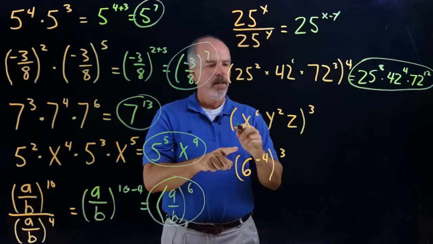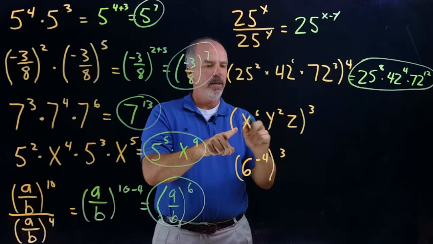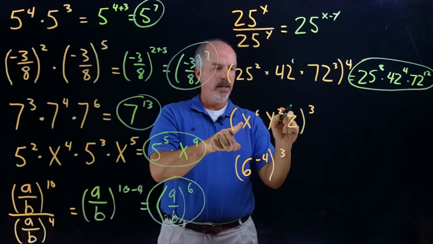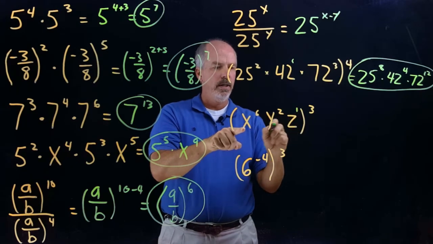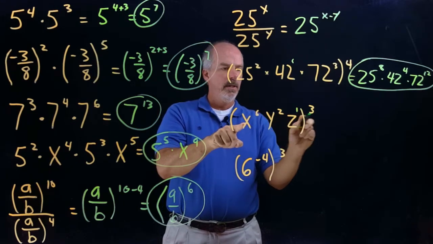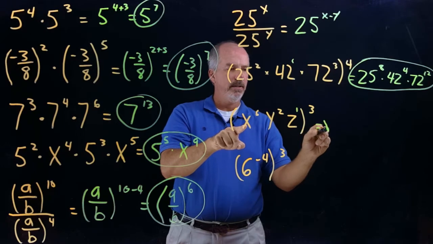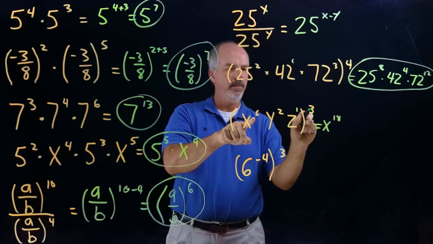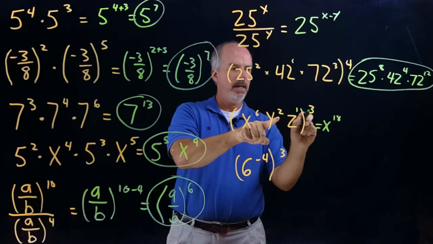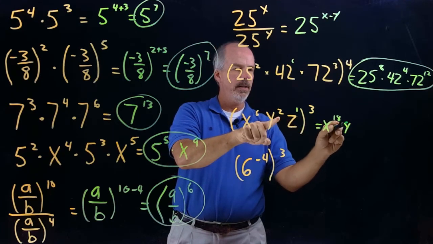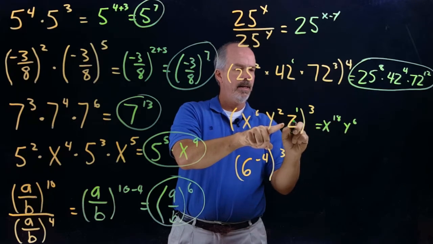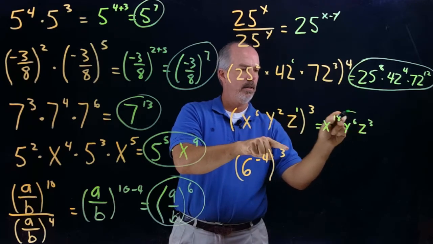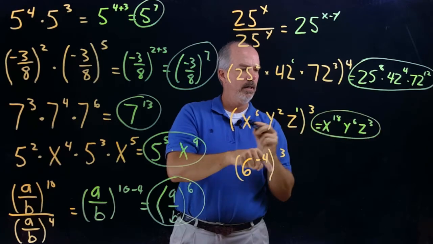Okay? Here again we have power to a power. We have 3 factors. We have x to the 6, y to the 2, z, which we would consider to be z to the 1. So x to the 6 times 3 is going to equal x to the 18th, because we're multiplying 6 times 3. y to the 2 times 3 is going to be y to the 6th. And z to the 1 times 3 is going to be z to the 3rd. And there's our answer there.